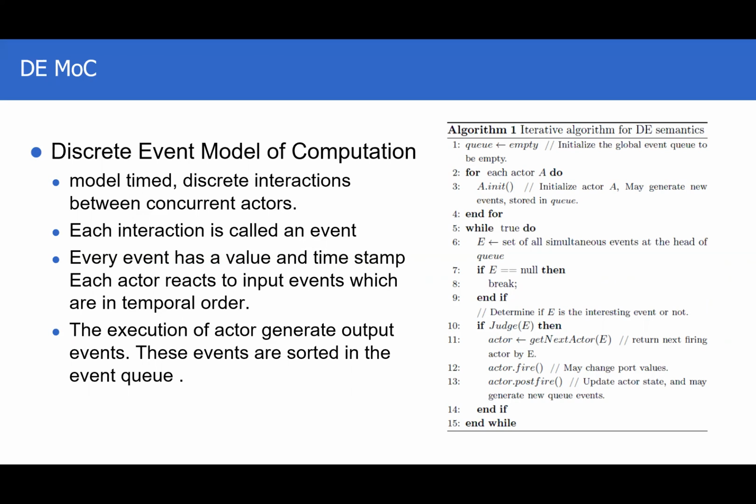In this study, we mainly focus on discrete event model. Discrete event model can model timed and discrete interactions between concurrent actors. The interaction between the actors is called an event. All the events have a value and a timestamp. The events are fired according to the timestamp. They are waiting in a queue, and fired from the head of the queue.